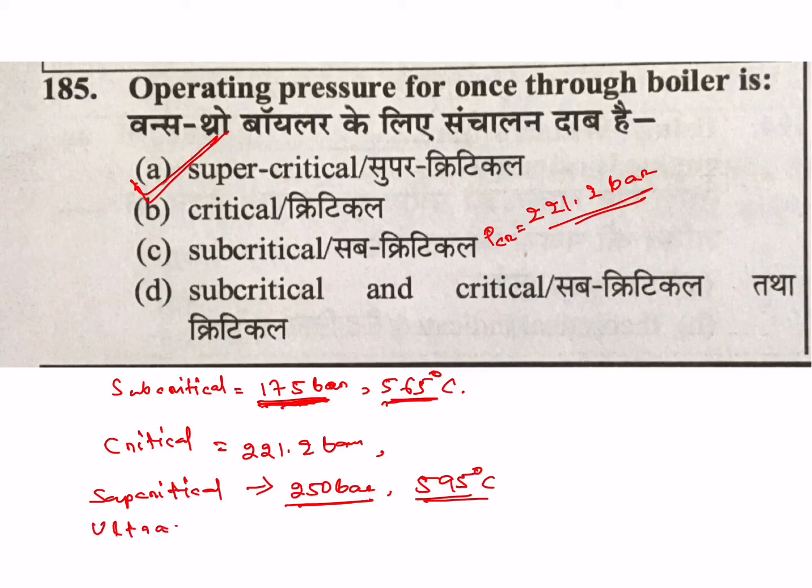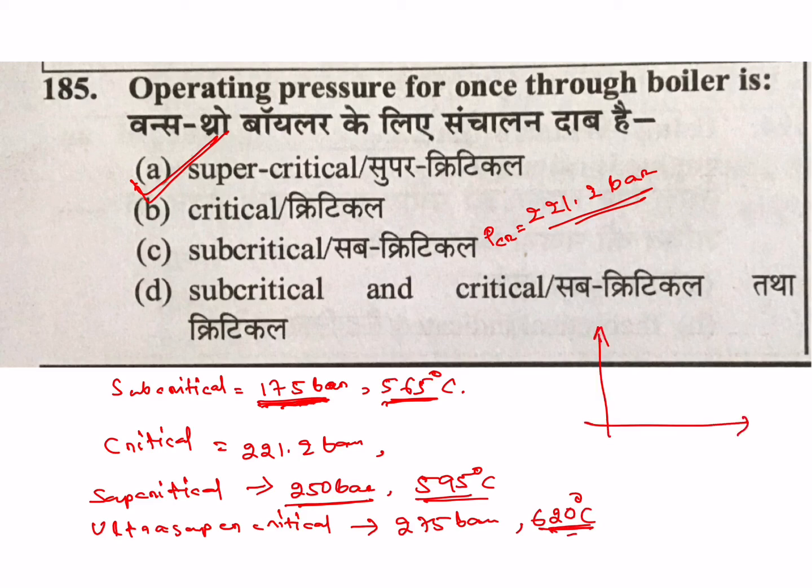Then for ultra supercritical, you will get around 275 bar pressure, and temperature will also increase to around 620 degrees Celsius. This is the maximum temperature. Here, if you follow the Rankine cycle, this T max value is your temperature. 620 degrees Celsius is your T max value.